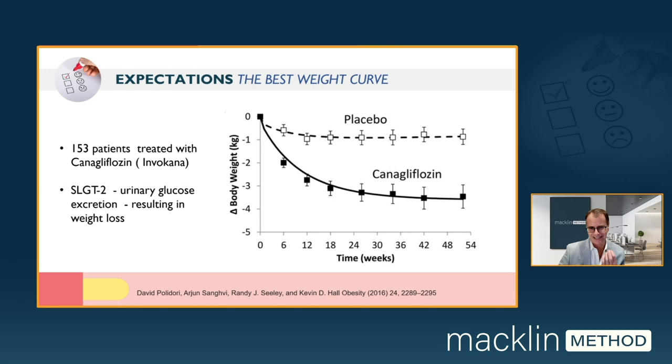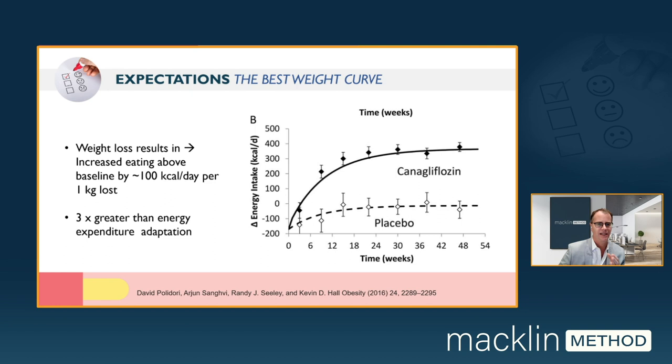And again, an indication of appetite increase. If we look, the weight loss results in an increased eating above baseline by about 100 kilocalories per day per kilogram lost. And so we see that there is this slow rise in energy intake again, which creates, in the same way we saw earlier, a slowing and a slowing and a slowing and then eventually a flattening. So maybe you didn't know that Invokana and this class of medications results in increased appetite, but it does.